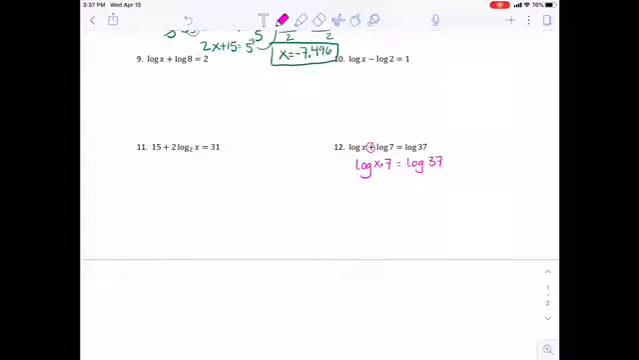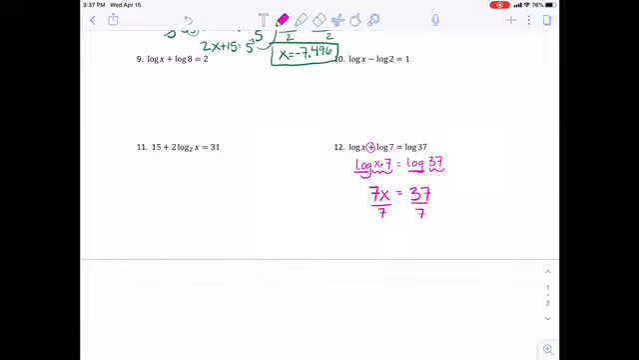Well, now I notice that both sides have the logarithm, so I can ignore the log and just work with the piece that's inside. So I have x times 7, which I'm going to write as 7x, equals 37. Well, now I can solve that equation by just dividing on both sides by 7. And since 37 over 7 is a fraction that won't simplify, I'm going to leave my answer as 37 over 7, and that will be my final answer here on problem 12.